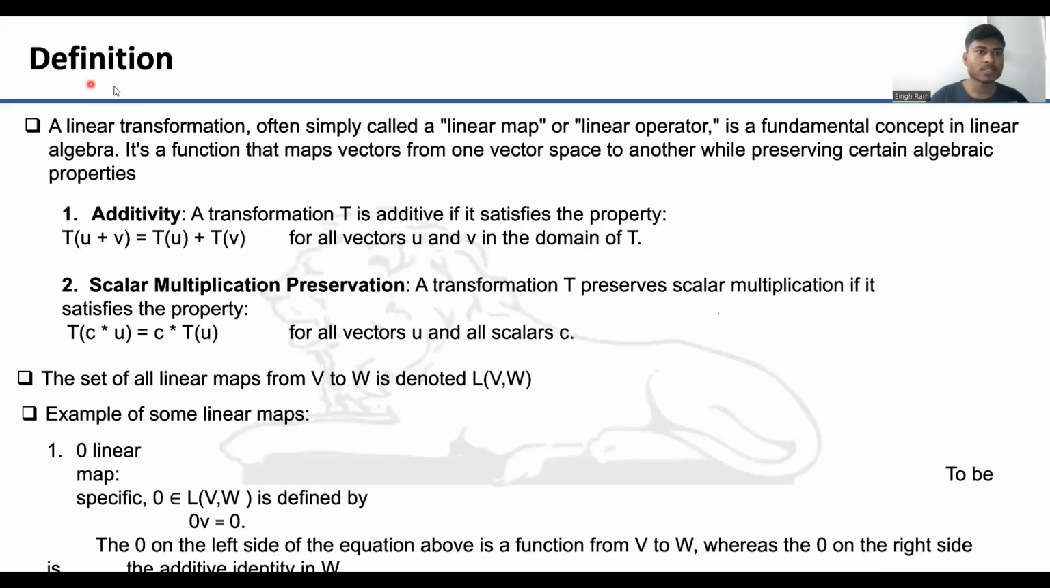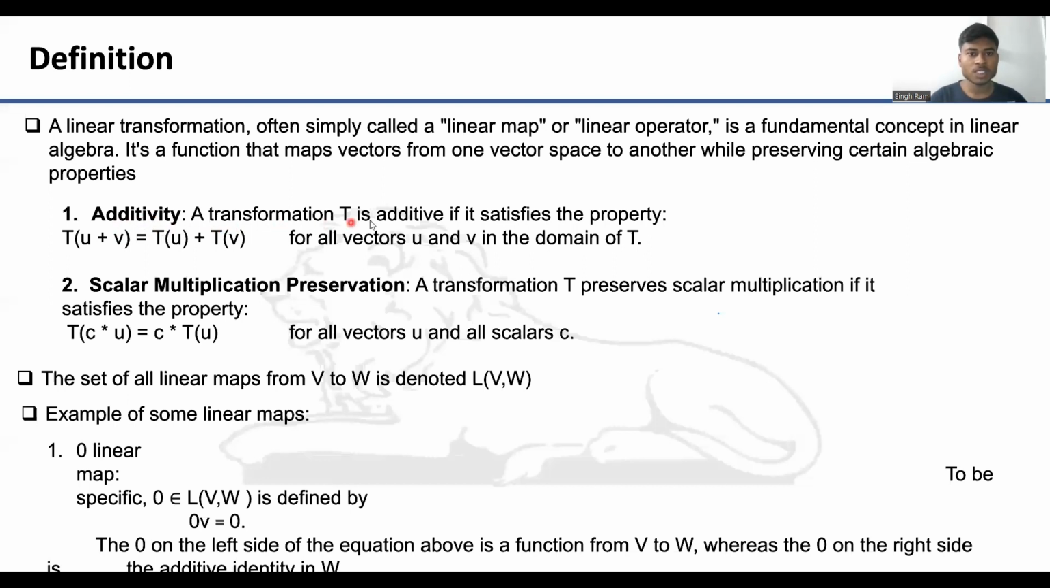Let's understand the definition of the linear transformation. A linear transformation, often simply called a linear map or linear operator, is a fundamental concept in linear algebra. It is a function that maps vectors from one vector space to another while preserving certain algebraic properties. What are those algebraic properties? There are two algebraic properties. First is additivity and second is multiplication. How do they preserve additivity?